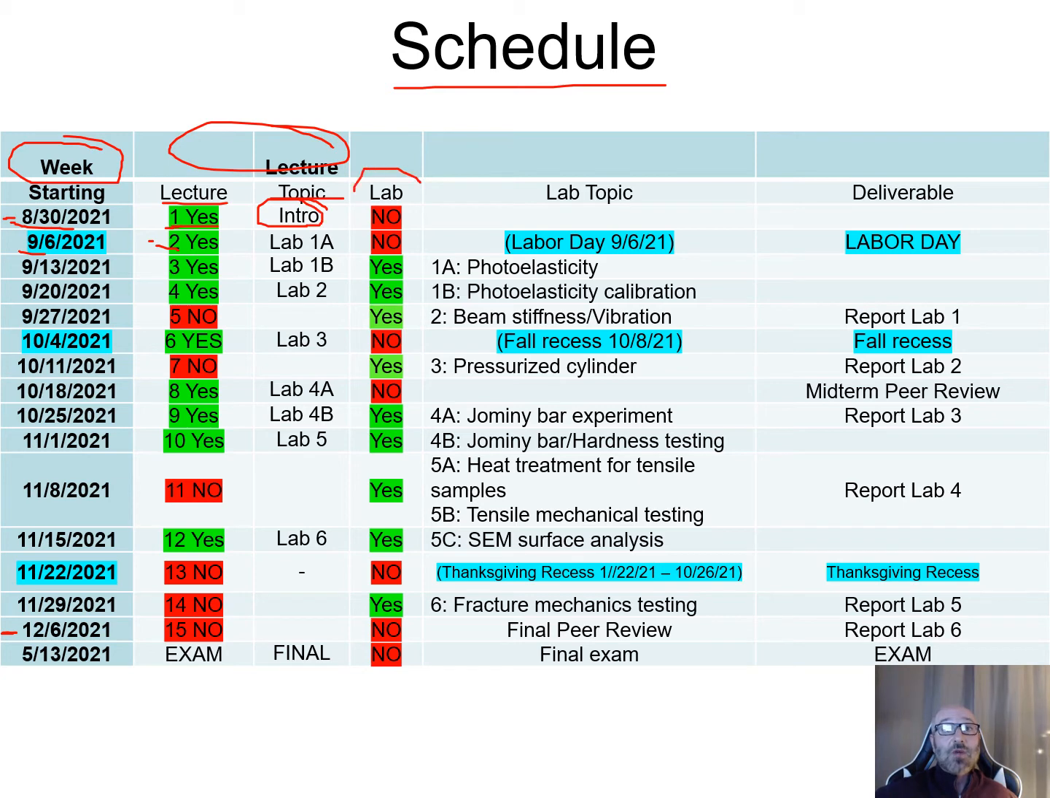Now over here we have our lab section, and for our module 1, week 1, there is no lab, so there's no lab topic here. You can see our last column lets us know what's due this week, our deliverable, and nothing's due this first week.